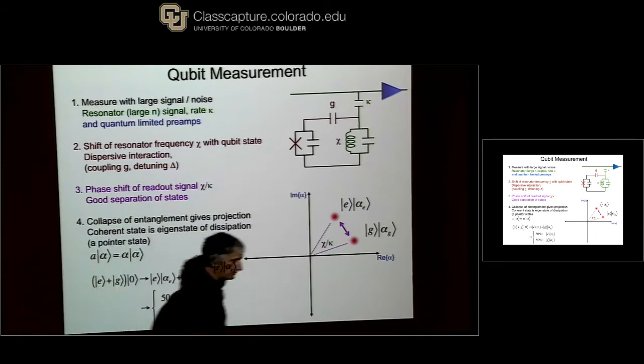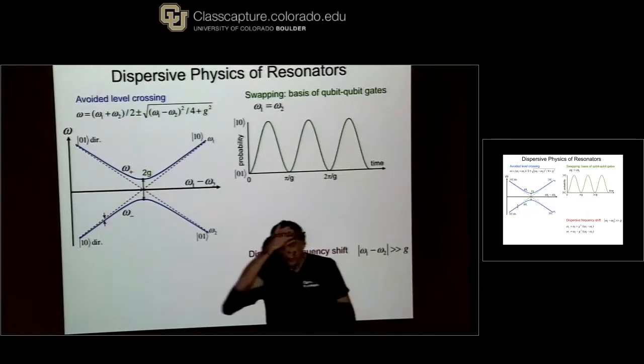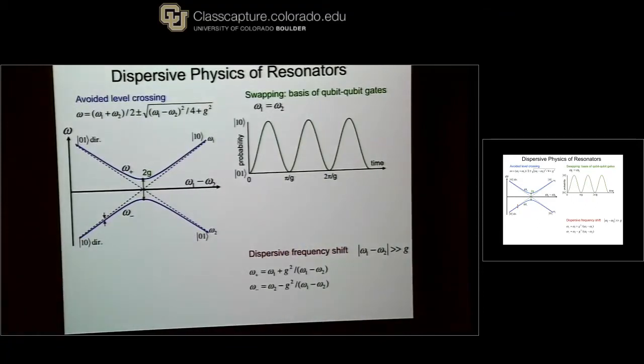Okay, so let's talk about how this works in detail, starting with the dispersive physics of resonators. And we started that discussion before. We were talking about, as we changed the frequency between resonators, we have an avoided level crossing in this region here. We were talking about making the gates where the two qubits interact with each other.